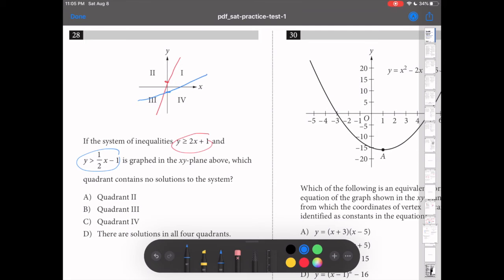Which quadrant contains no solutions to the system? Right, you just got to do the proper shading. Greater than or equal to 2x plus 1, that's all this area. And y greater than 1/2 x minus 1. Alright, so we want the overlap. That's going to be between these. Very simply, you can see there's nothing existing in region 4. So 28, the answer should be C.